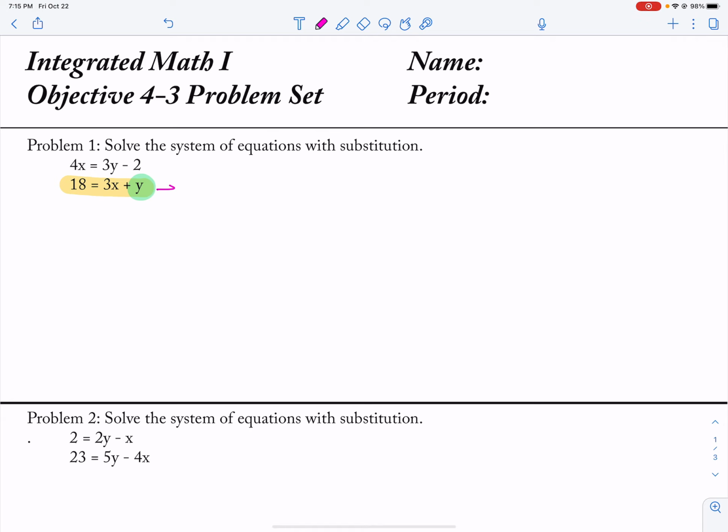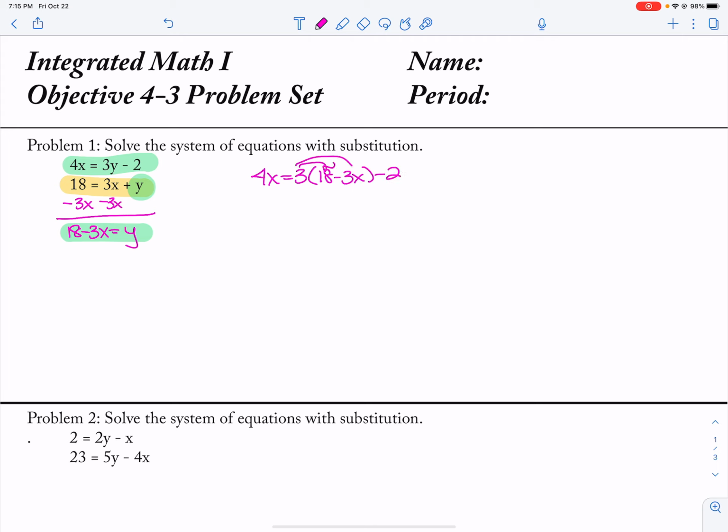So I'm going to take this equation and make y by itself by subtracting 3x from both sides. What I end up with, and I didn't need that arrow, is 18 minus 3x is equal to y. Now I can take this equation and plug it into my top equation and solve for x. So I have 4x is equal to 3 times 18 minus 3x minus 2.